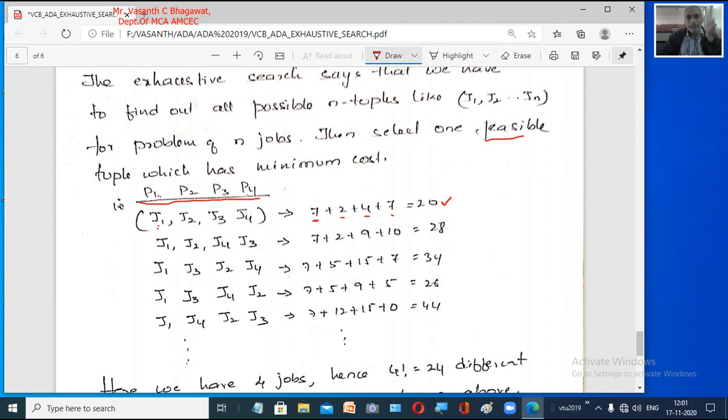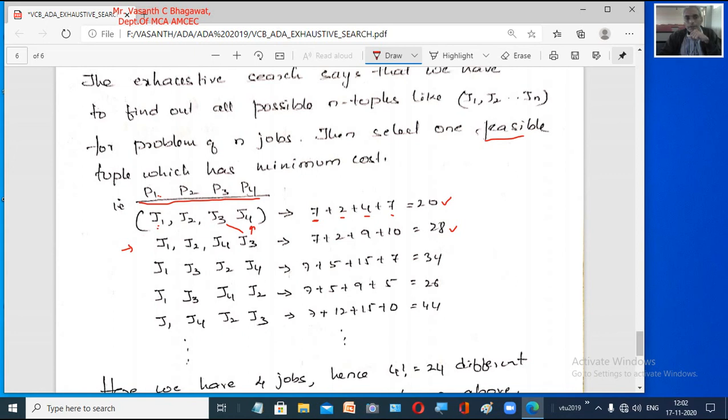Now we will take another possibility. If you assign job 1 to P1, job 2 to P2, job 4 you are assigning to P3. Here we are exchanging, reversing these two. In the previous step, job 3 was assigned to the third person. Now job 3 is assigned to the fourth person and job 4 is assigned to the third person, and you find what will be the total cost.